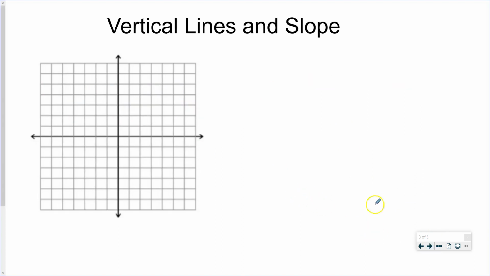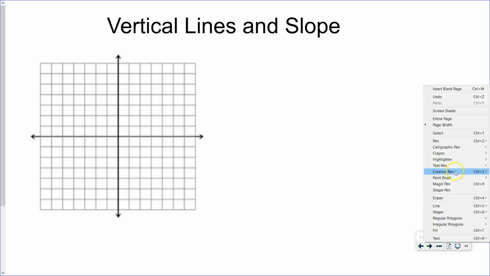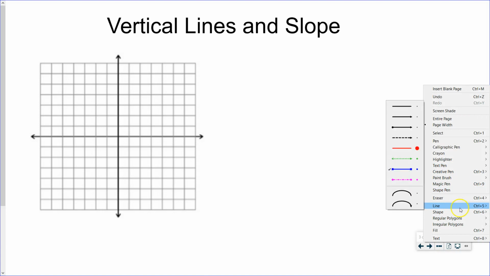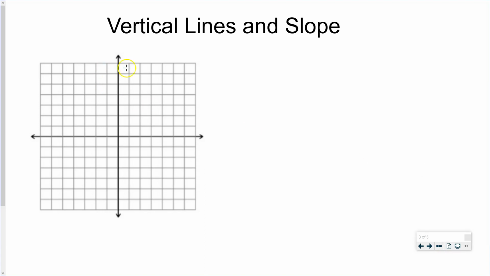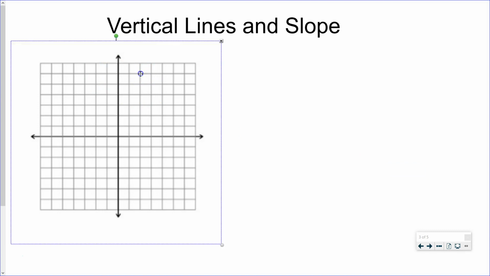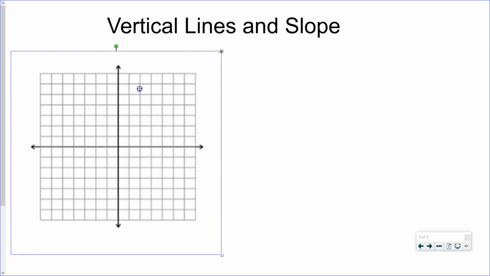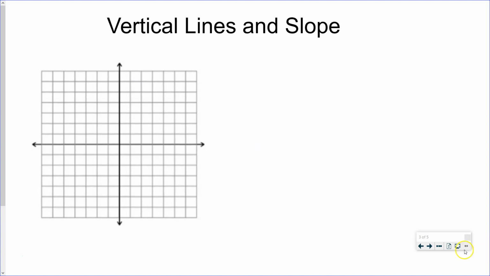Next one, vertical line. Just like how I did the other one, I can show you. A vertical line is going to be something like this. Let's not pick 3 again, let's just pick 2 this time. Why? What's going on?